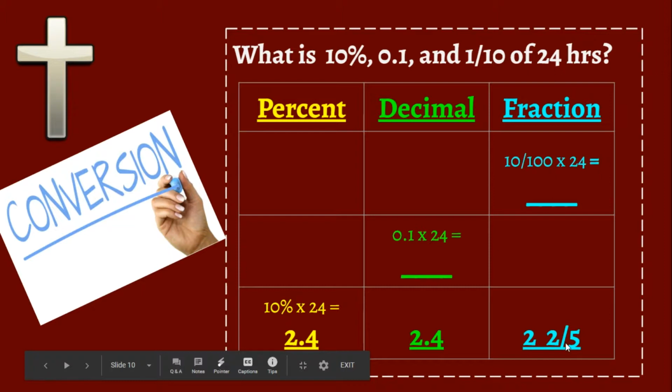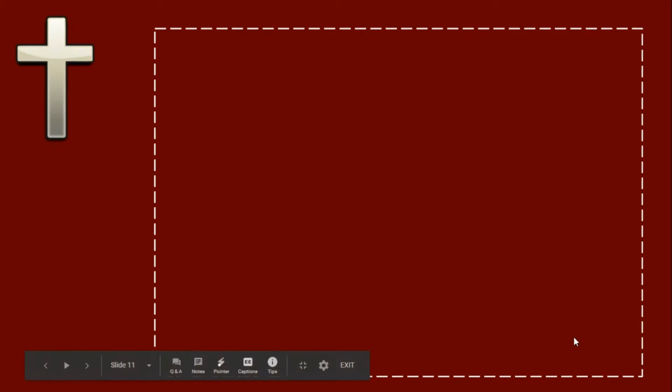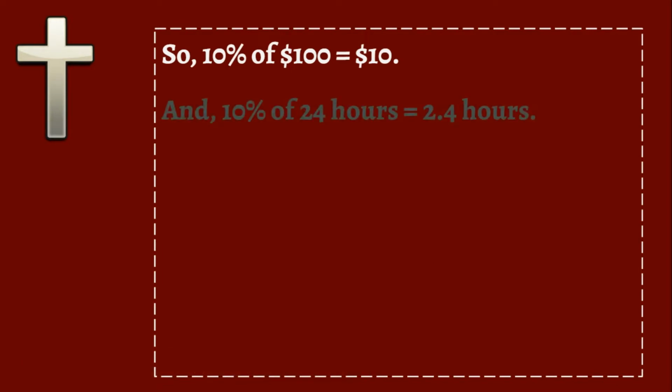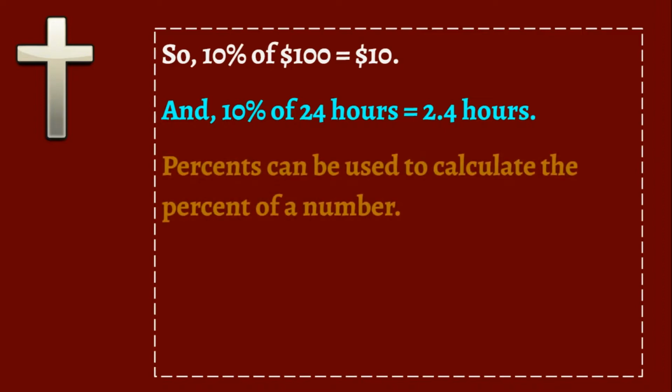Tell your neighbor why you think that is. So the reason is because 2 4/10, the fractional part of this mixed number, would be able to be simplified down to 2/5. So 10% of 100 is $10, and 10% of 24 hours is 2 4/10 hours. Percents can be used to calculate the percent of a number, just like we did here.